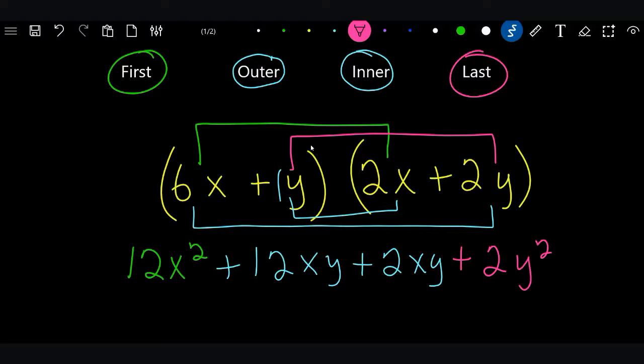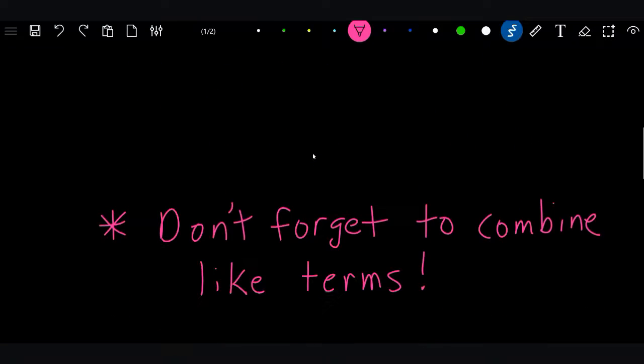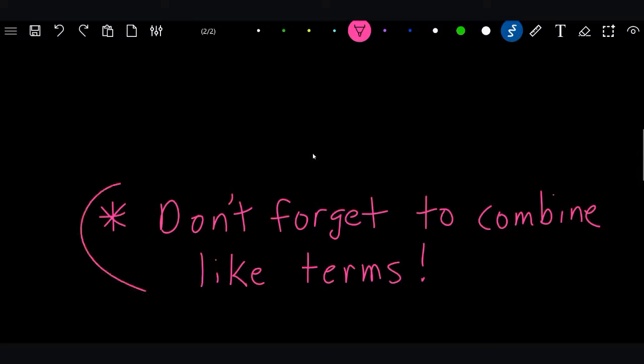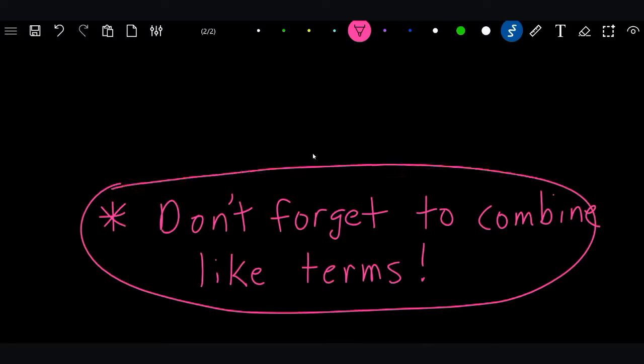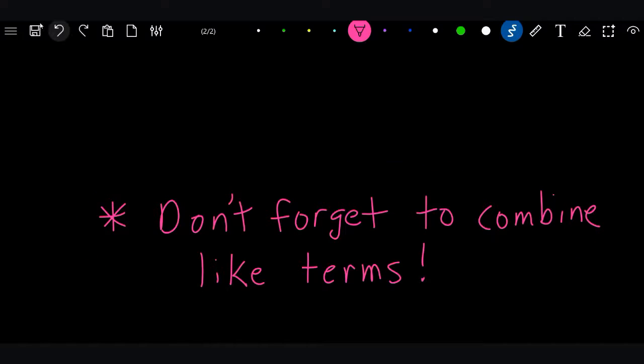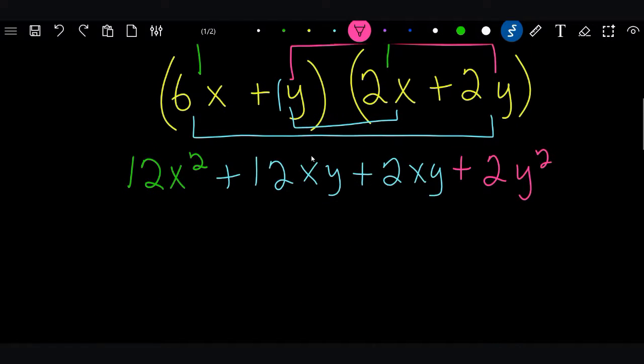Okay? So now, I told you I did this for a reason. I wrote those in the same color for a reason. Can you figure out why? Okay, let's look down here. I wrote down here, don't forget to combine like terms. Don't forget to combine like terms. What do I mean by that?